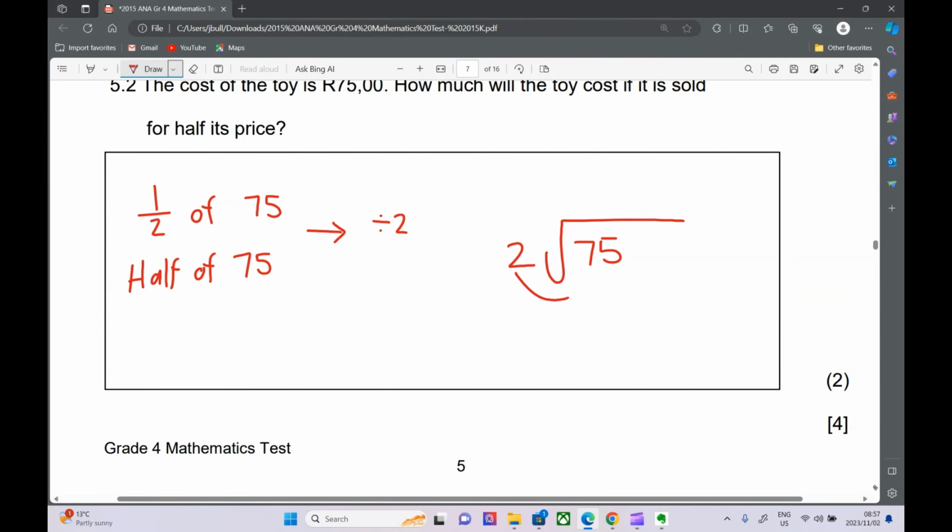So how many times can 2 go into 7? It can go in there 3 times. Remainder 1. How many times can 2 go into 15? It can go in there 7 times. Remainder 1. And we're going to have to add some decimals on here. How many times can 2 go into 10? It can go in there 5 times. How many times can 2 go into 0? 0 times. So we can see half of 75 Rand is 37 Rand 50.